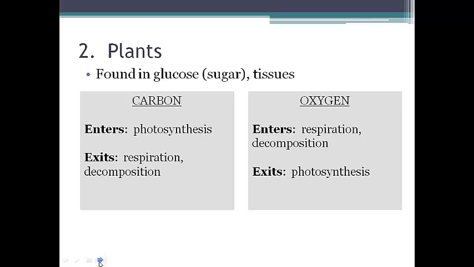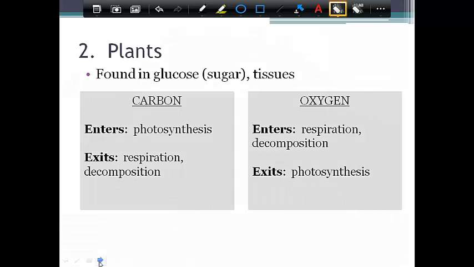Second location we're going to look at is carbon and oxygen in plants. So the carbon and oxygen we see in plants is usually found in that glucose that we just talked about, which is a type of sugar, and in its tissues, so the cells and things inside the plants. How does it get there? Through photosynthesis. So that's how plants get the carbon into their cells.